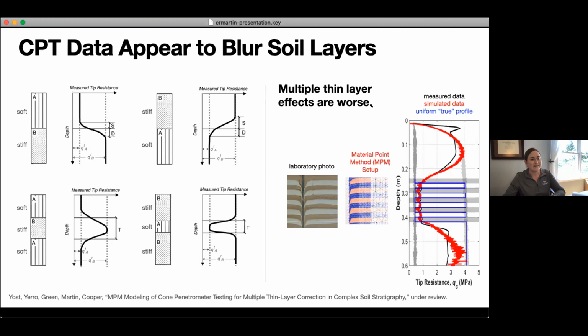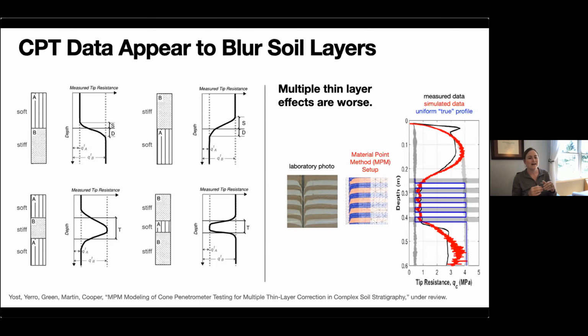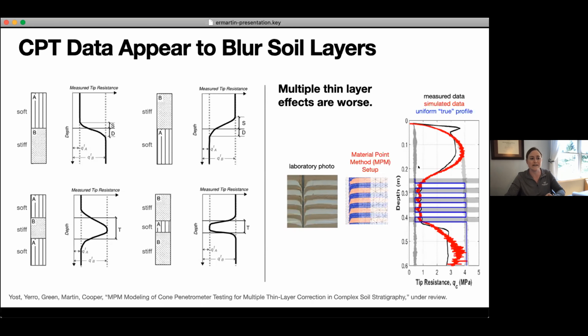So if we have multiple layers, we start to get these blurring effects, one right after the other. And if our layers are thin, which happens in some scenarios, we've got these compounding thin layer effects that can really blur out what our data look like.